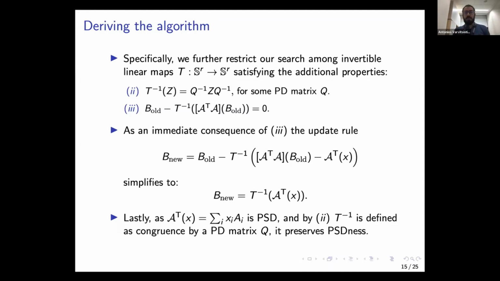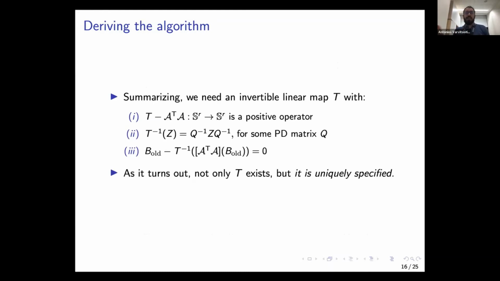Okay, and the last thing, summarizing: if we had a T that satisfies these three things, then we are in good shape. Essentially we have an MM algorithm. But of course you might wonder, can you actually find a T that satisfies all of these things?